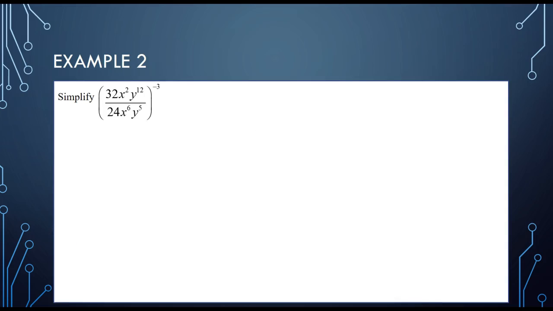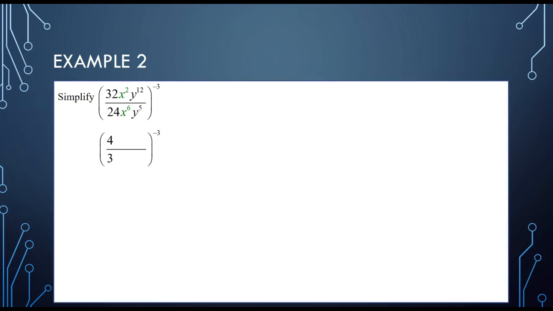And here we're just going to simplify. So before I simplify, I'm going to follow my order of operations, and I'm going to try and simplify what's inside the parentheses as much as possible. So I'm going to focus on the 32 over 24, and that does simplify to 4 over 3.